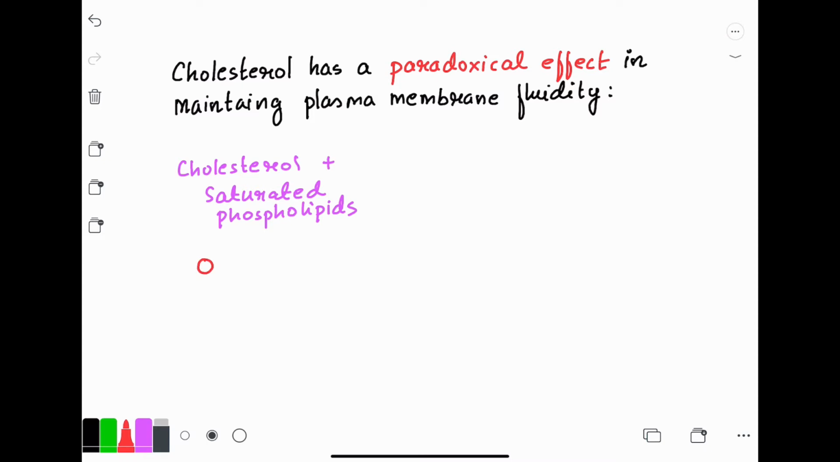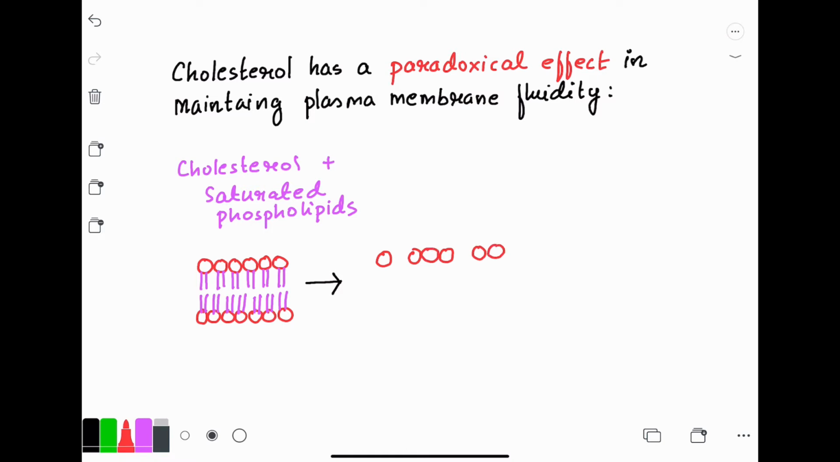So in this case, if only saturated phospholipids were present, then we know that the packing would have been tighter and the fluidity would have been low. We know that if in a cell membrane the amount of saturated phospholipid increases, the fluidity decreases. So this is the normal scene, right? But now if cholesterol appears between these phospholipid molecules, we'll see what happens.